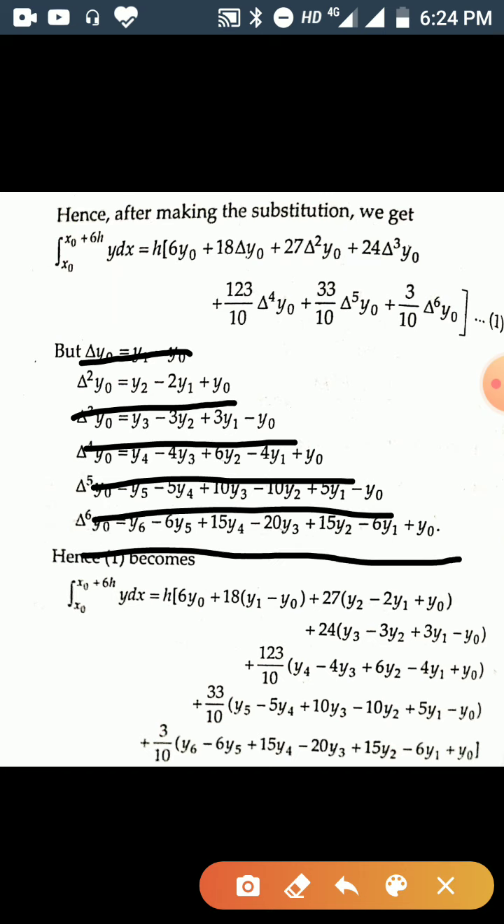You just simplify the values of this and substitute in the above equation. You will get a formula like h by 6 [y0 plus 18 (y1 minus y0) plus 27 (y2 minus 2 y1 plus y0) plus 24 (y3 minus 3 y2 plus 3 y1 minus y0) plus 123 by 10 (y4 minus 4 y3 plus 6 y2 minus 4 y1 plus y0) plus 33 by 10 (y5 minus 5 y4 plus 10 y3 minus 10 y2 plus 5 y1 minus y0) plus 3 by 10 (y6 minus 6 y5 plus 15 y4 minus 20 y3 plus 15 y2 minus 6 y1 plus y0)].